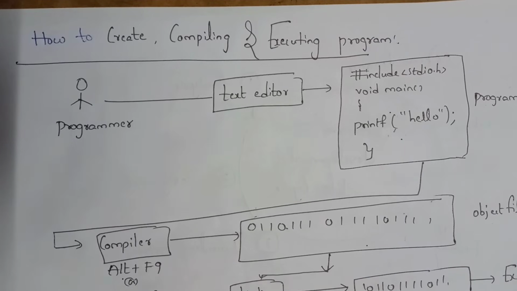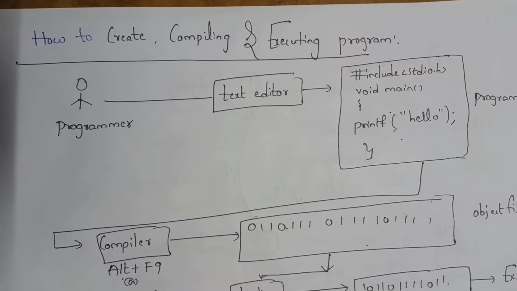Next topic is how to create, compile and execute a program, and also I will explain the software development lifecycle and various types of errors in C. At first I will explain how to create a program. For example, I want to create one C program. In order to create a C program, at first you need to open a text editor. For example, Turbo C is an example of a text editor.